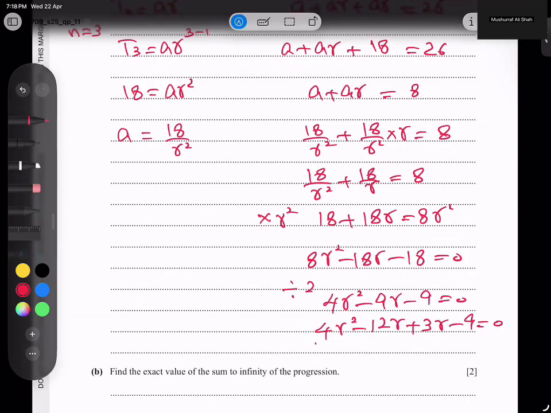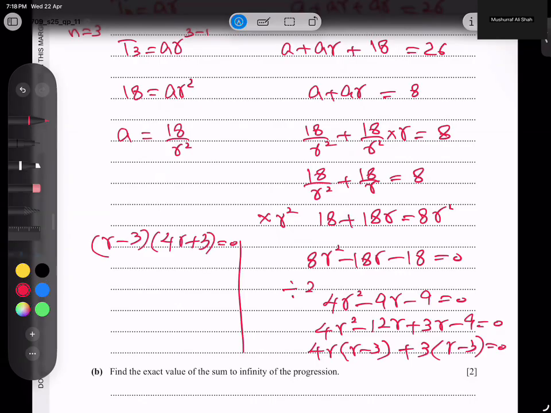So here 4r common, I got r minus 3. Here 3 common, I got r minus 3. So I'm getting here r minus 3 and 4r plus 3. I'm getting two answers, 3 and negative 3 over 4. But he said r is negative, so this I ignore. I will take this answer.